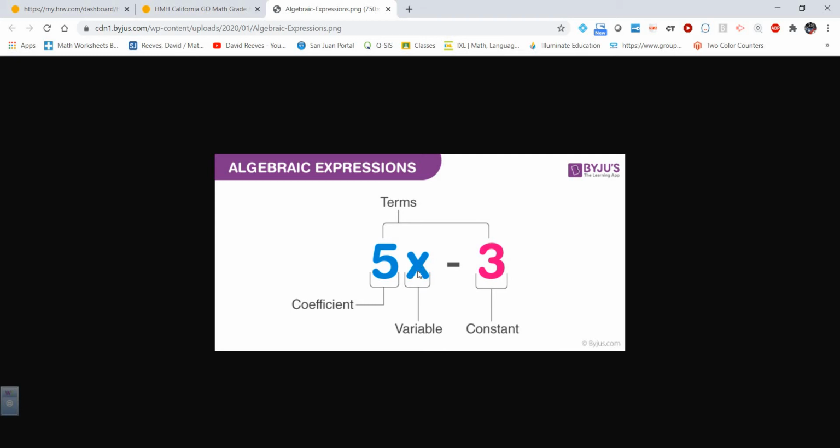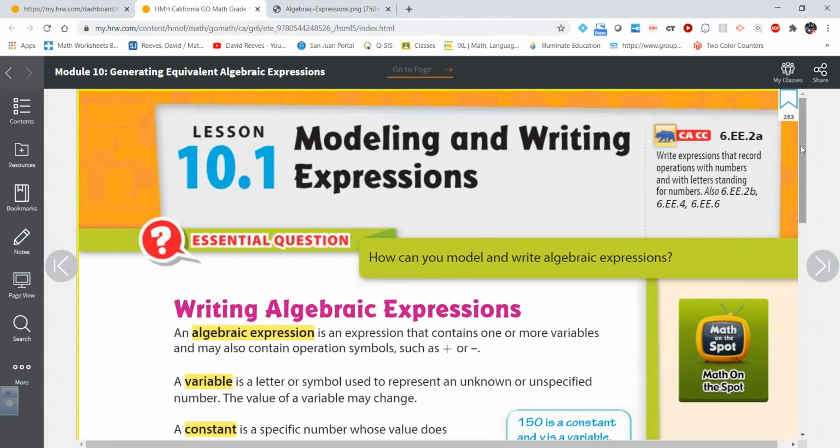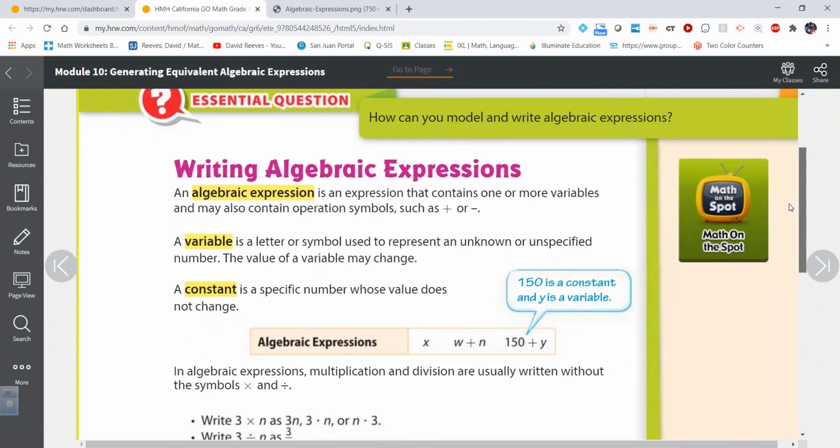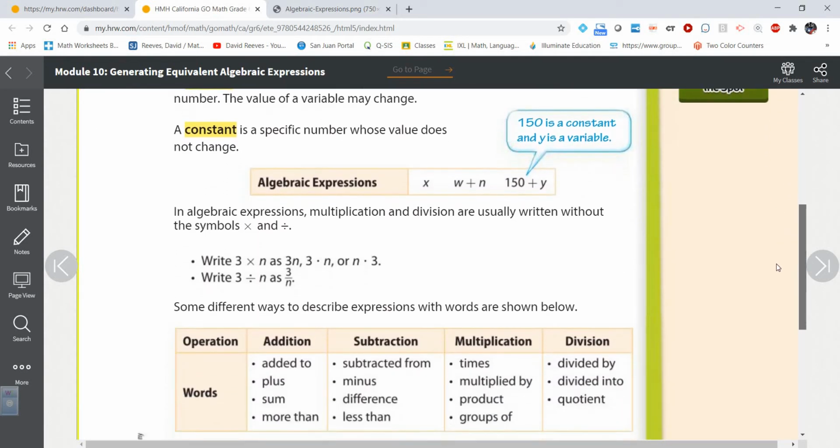All right, the ones we're going to be working with are pretty basic, and most of them at this point are going to have two terms. Okay? All right, there we go. So that is our quick introduction to what an algebraic expression actually is.